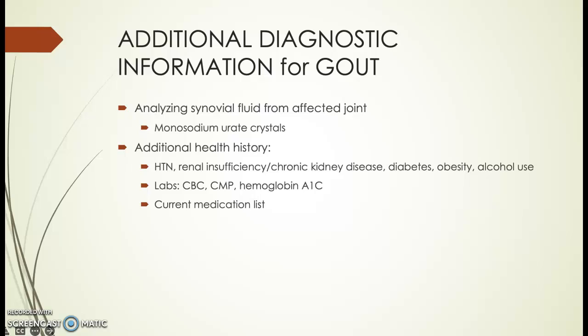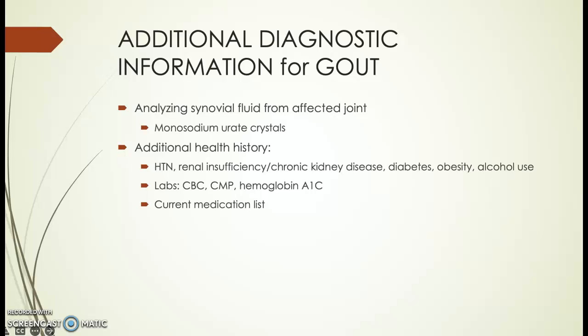Additional diagnostic information that may help determine the root cause is listed on this slide here. Initially, analyzing the synovial fluid from the affected joint, his great right toe, should show monosodium urate crystals. The presence of these crystals would prove that the patient has gout. The sample would be negative for bacteria that could indicate infection, and the patient, as he mentioned, did not experience trauma at this site.